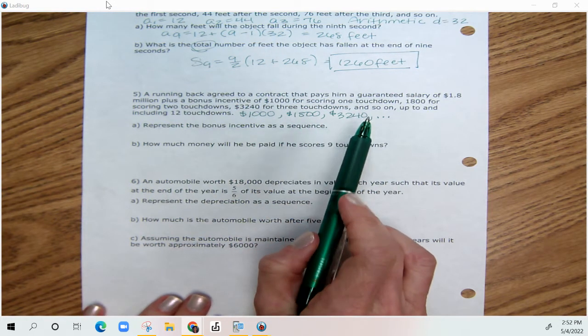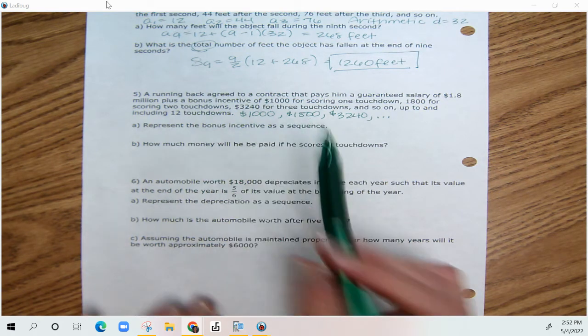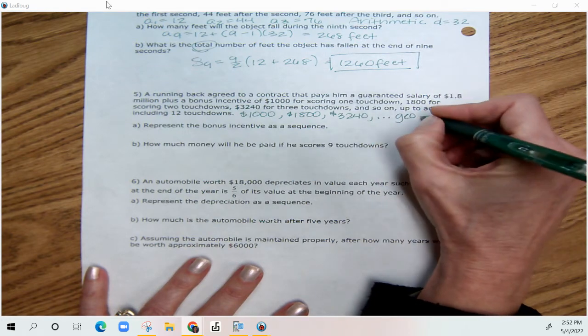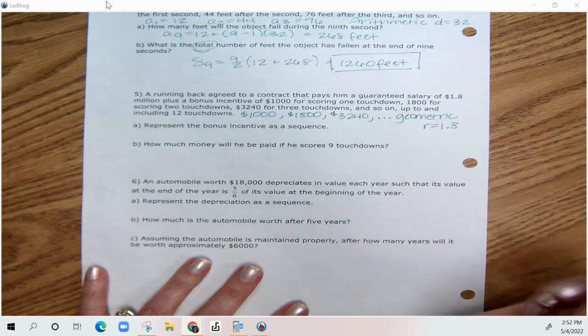So if you do 3,240 divided by 1,800, and then 1,800 divided by 1,000, in both instances you will get 1.8, so it must be geometric, and R is 1.8.